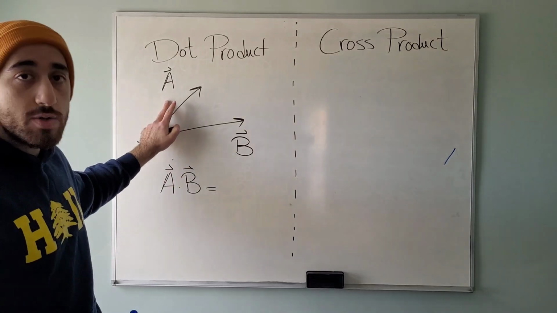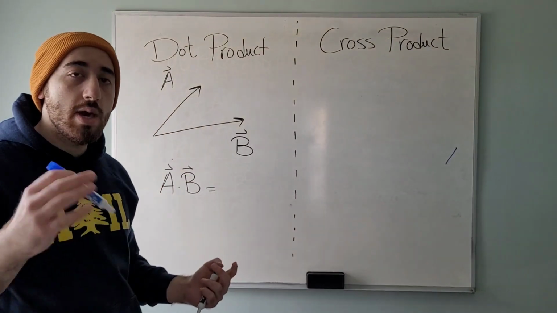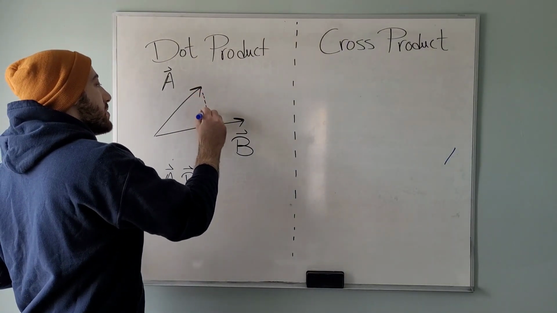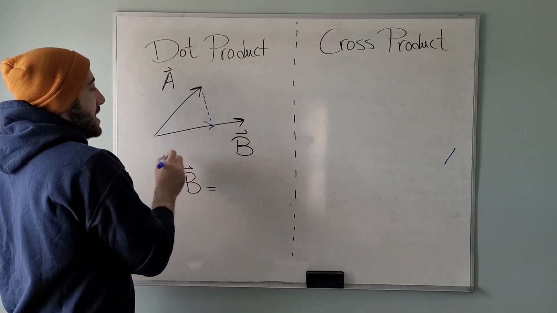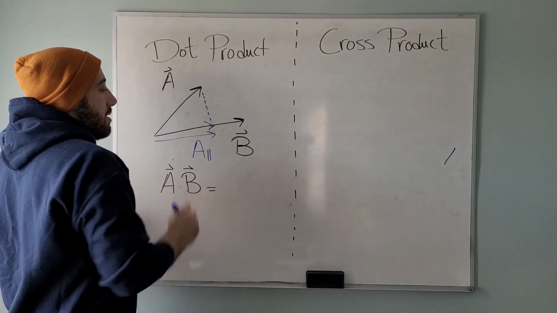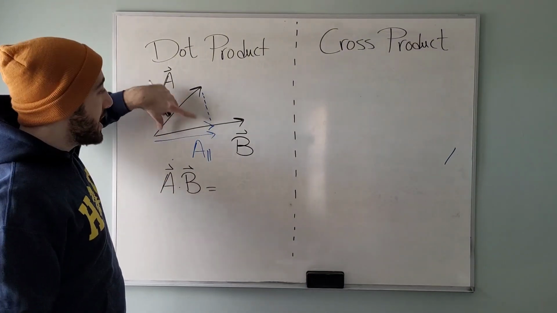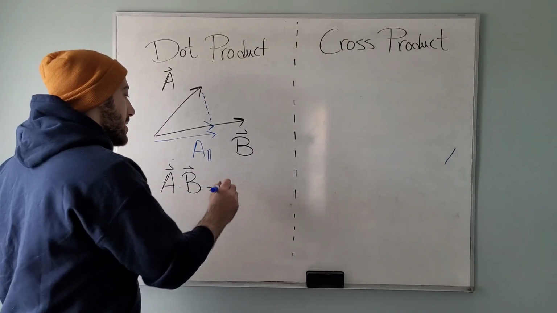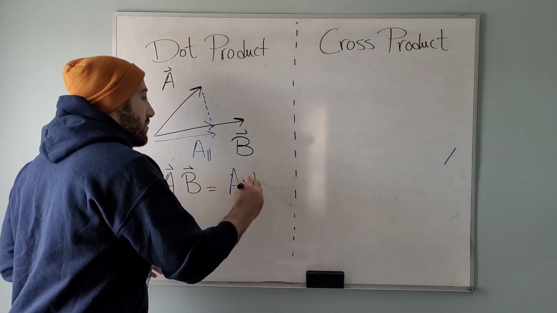If I have vectors A and B, and I'm interested in computing the dot product, A dot B, then actually what I'm asking is how aligned are these two vectors? I can take the component of A that lies along B, and this vector right here is called A parallel. So this component, A parallel, is the component of A that is parallel to B. And so the dot product is nothing more than just A parallel multiplied by the magnitude of B.